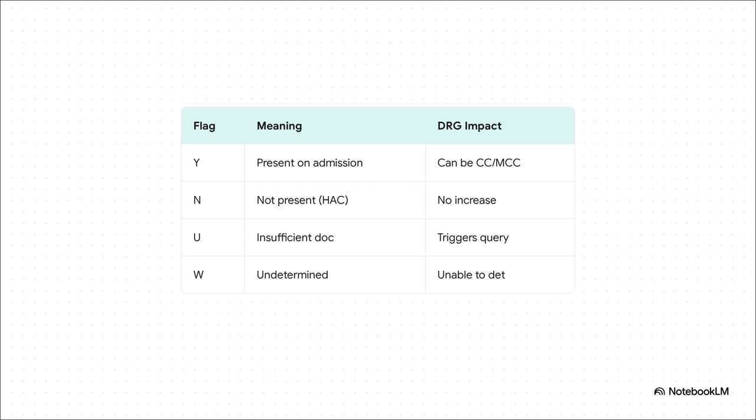Think catheter-associated UTI or a brand new DVT. CMS is absolutely not going to pay you extra for conditions that develop under the hospital's watch. And if the documentation is insufficient, a U, that is your automatic trigger to send a CDI query to the provider. You have to protect both the revenue and the clinical accuracy.